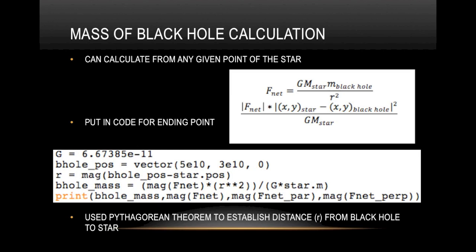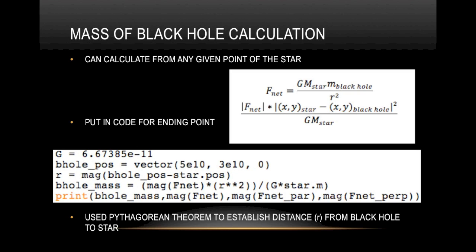So the mass of the black hole calculation, you can calculate that from any given point on the star's elliptical motion. I decided to put it in my code so it was easier for Python to calculate it, and so I didn't mess up any calculation with my calculator. G is a constant. The black hole position was given to us, and then our radius is going to be the difference between the star position at any given point in time. I put this at the end of my code, so it was the very last position of the star, and the difference between the black hole position and that star position.